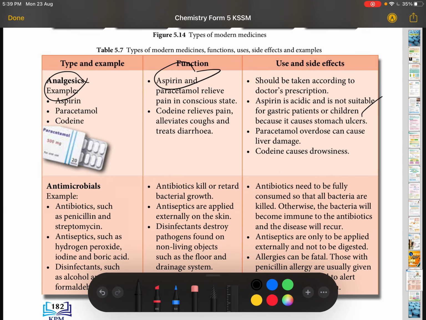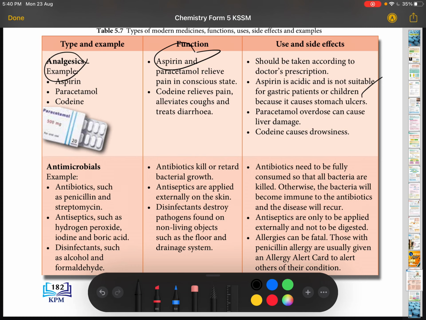Just don't overuse them. Next is antimicrobials. This is another one that people like to forget about its general type. The whole thing is called antimicrobial. But there are many types of antimicrobials. For example, antibiotics, antiseptics, and disinfectants.